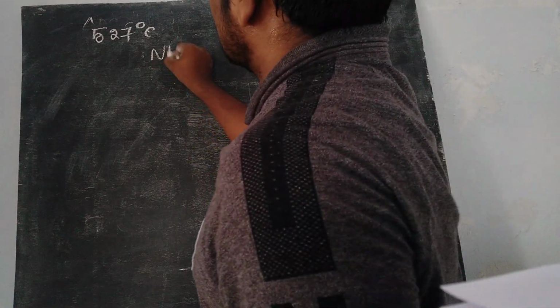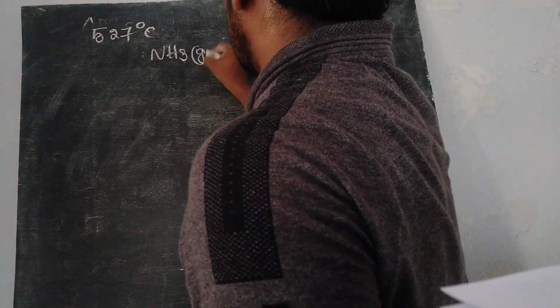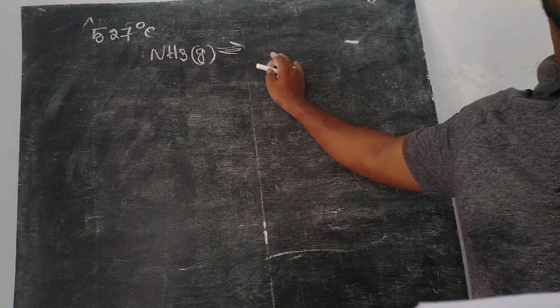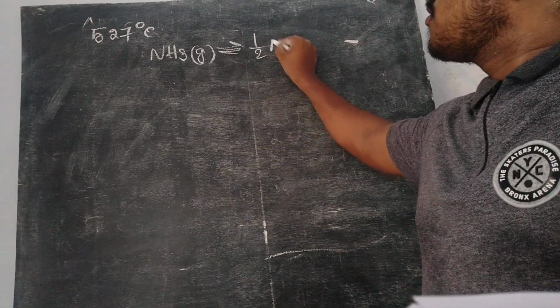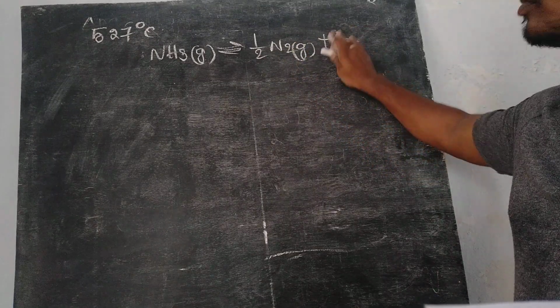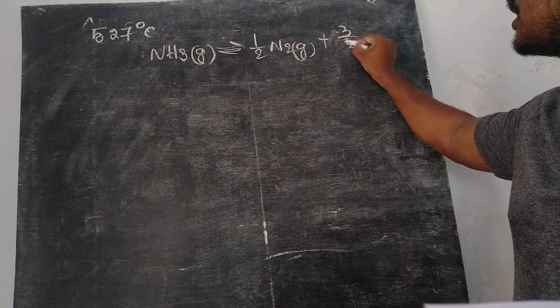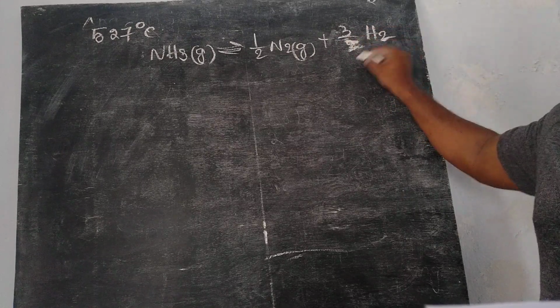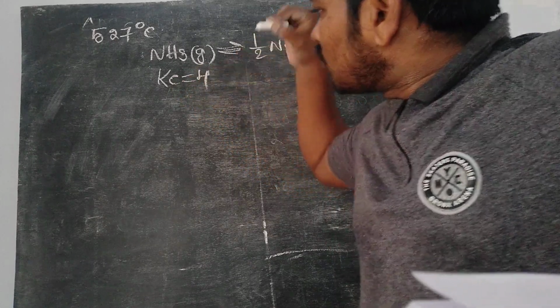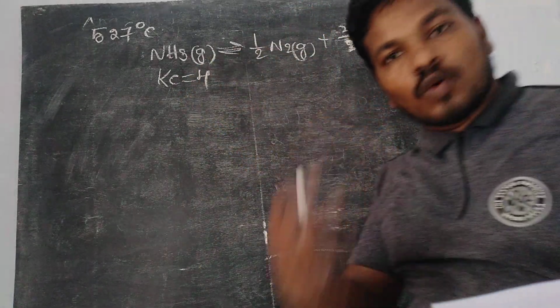So this reaction is NH3 in the gas state, it dissociates into N2 plus 3 by 2 H2. For this reaction, they have calculated Kc as 4. They have given Kc equal to 4.